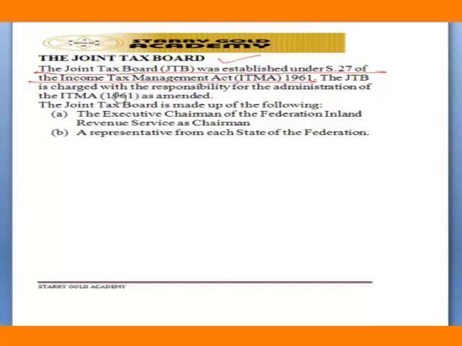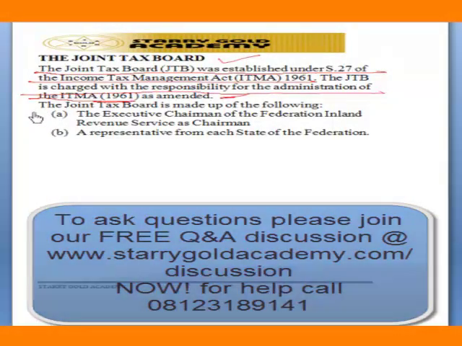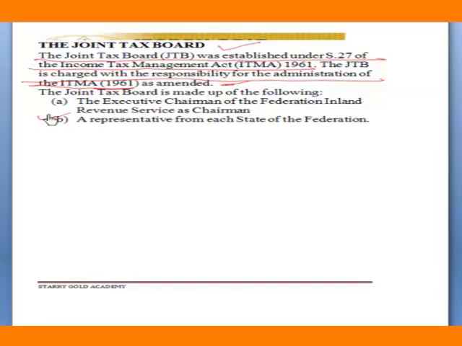The Joint Tax Board is charged with the responsibility for the administration of the Income Tax Management Act. This is what ITMA means. As amended, that's why we have the Income Tax Management Act. It's made up of the Company Income Tax Act 1990 and the Personal Income Tax Act of 2011. Okay, the Joint Tax Board is made up of the following. This is the composition. These are the constitution of the Joint Tax Board. One, the Executive Chairman of the Federal Inland Revenue Service as Chairman, and a representative from each state of the Federation.